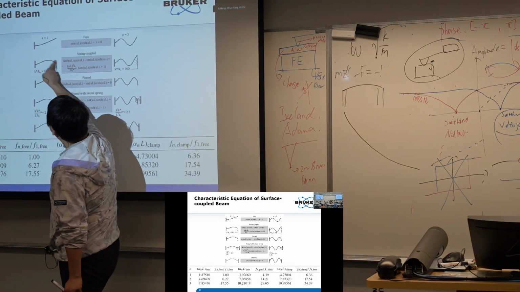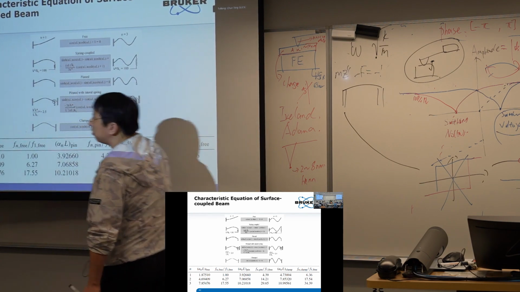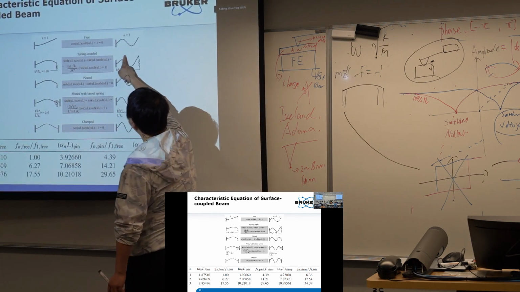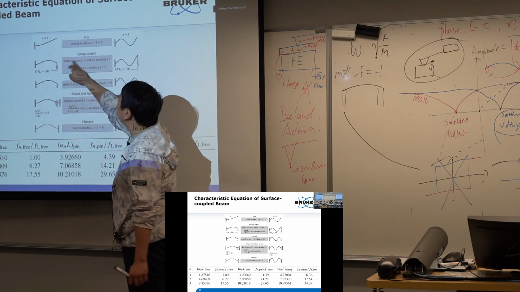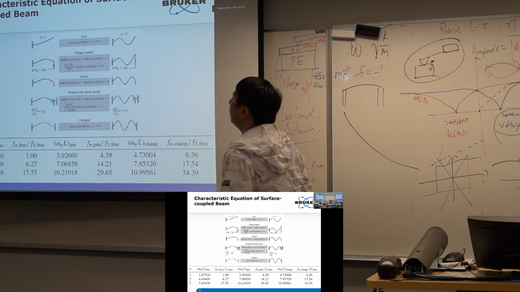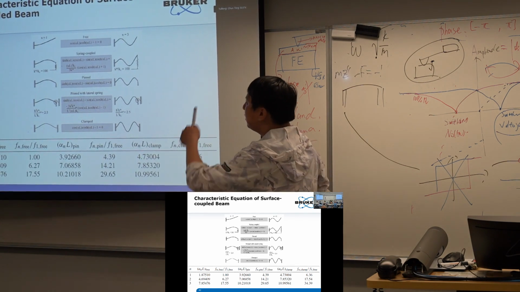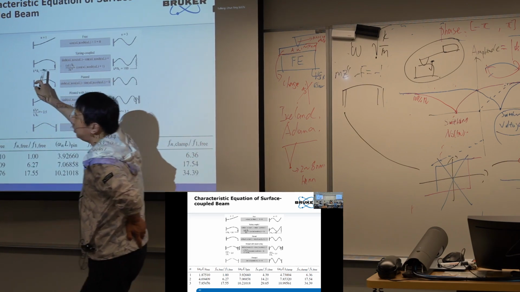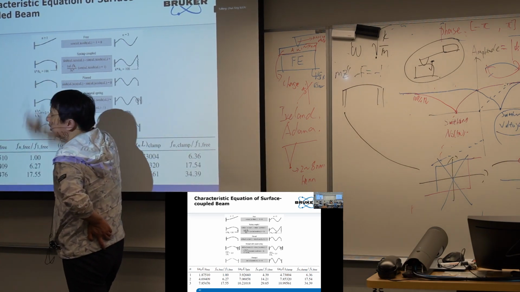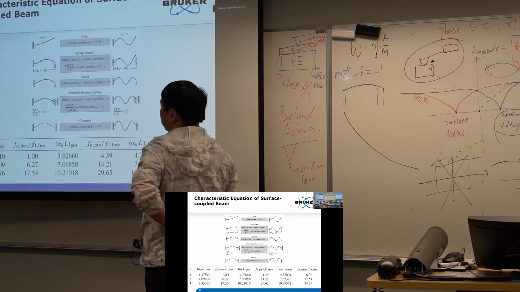It can move in this way. That's the first order. It can also move in this way. That's the third order. Of course, there is a second order. After that, I can understand the probe still has some resonance vibration.